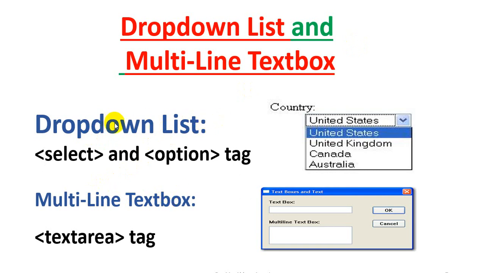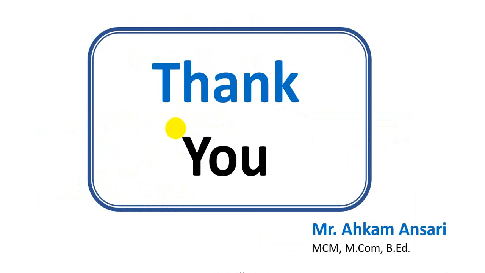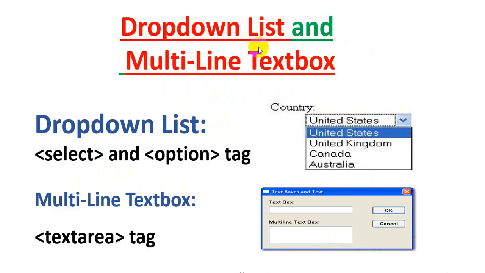Drop down list and multi-line text box, these are elements of the form tag, but these are not created by using the input tag, or these are not input types. Okay, so what is a drop down list and what is a multi-line text box? Today our topic of the session is drop down list and multi-line text box.